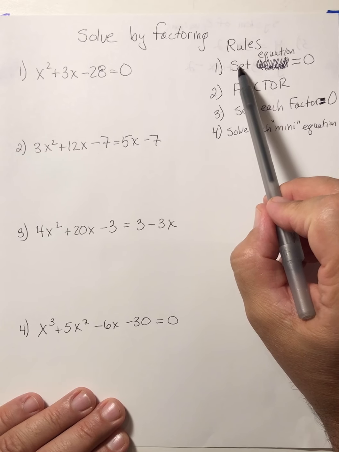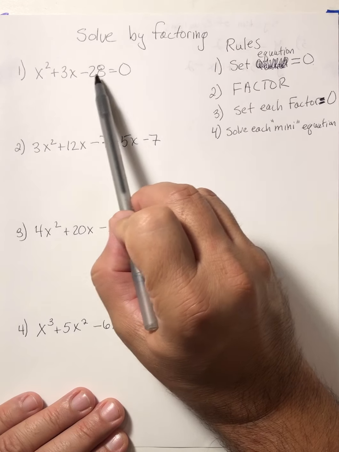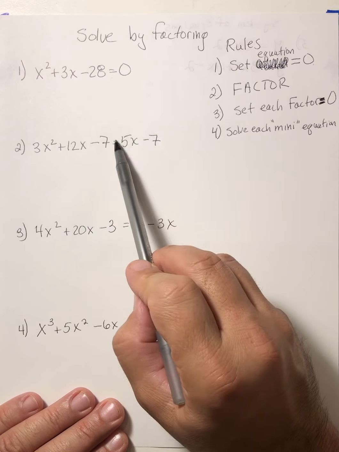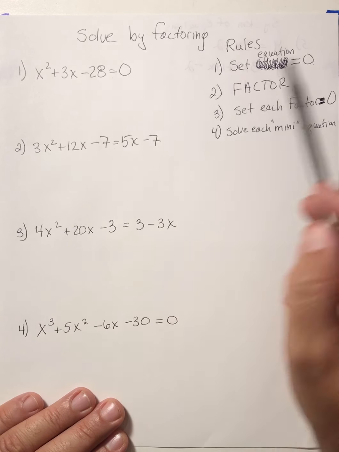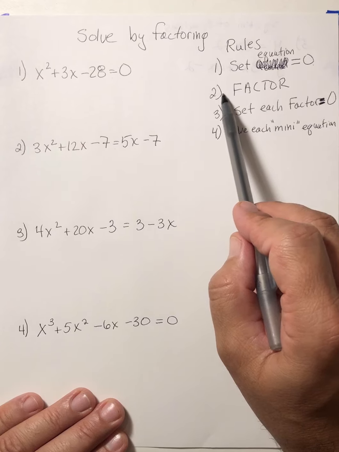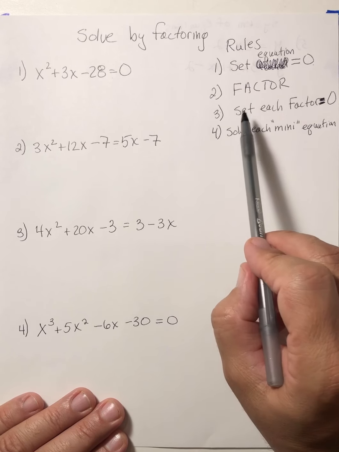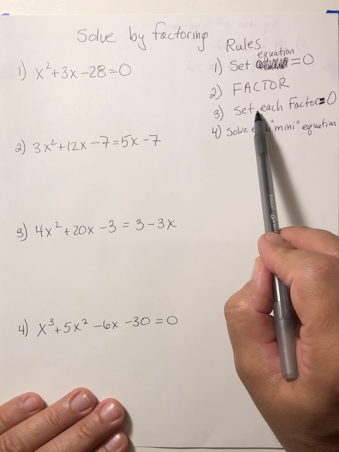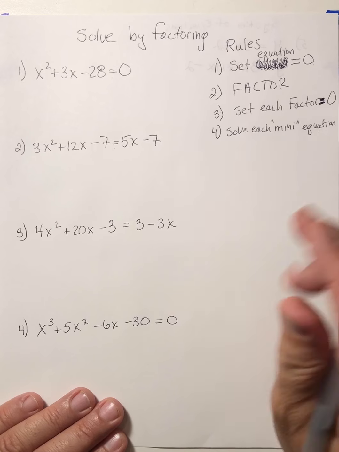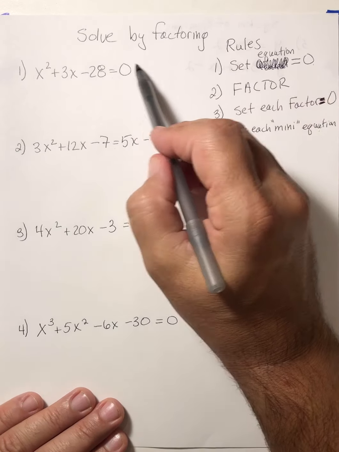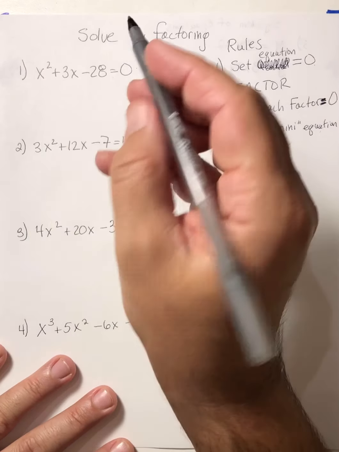Number 1, we have to make sure that the equation is set equal to 0. If they're not equal to 0, we have to make them equal to 0, and so forth. Then we factor. You do whatever factoring you have to do. Then step 3, we're going to set each factor equal to 0, and then we solve each mini equation. All right, so set equal to 0. Done.